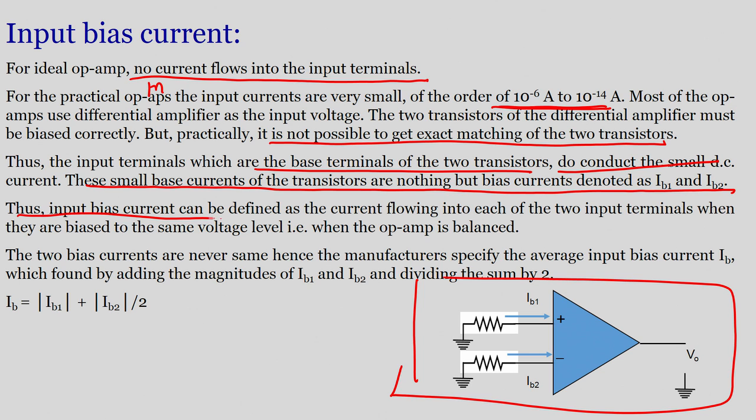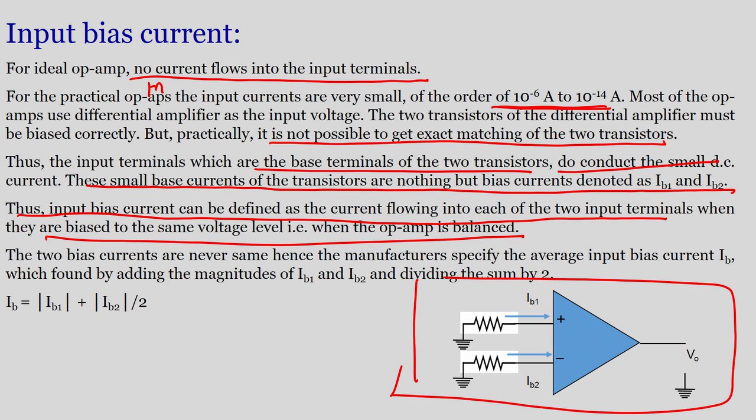Input bias current can be defined as the current flowing into each of the two input terminals when they are biased at the same voltage level, when the op amp is balanced. That means that when you balance your operational amplifier, you will find that there is a small amount of current flowing into the two input terminals.